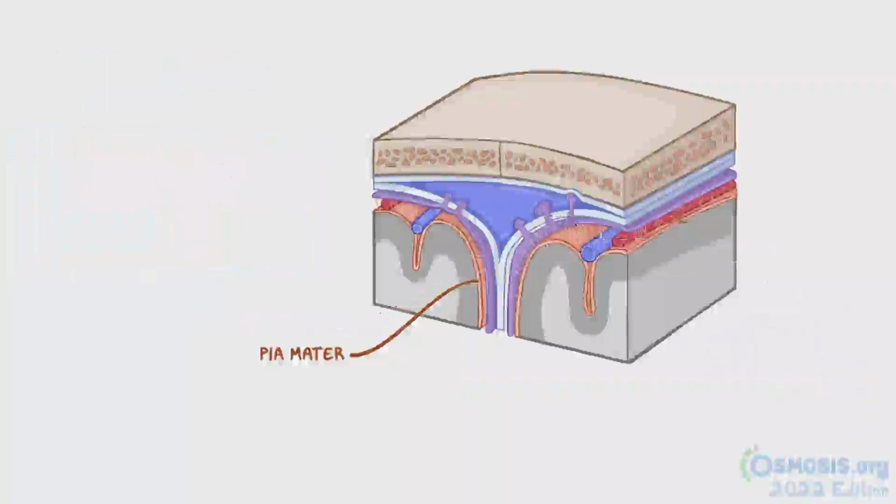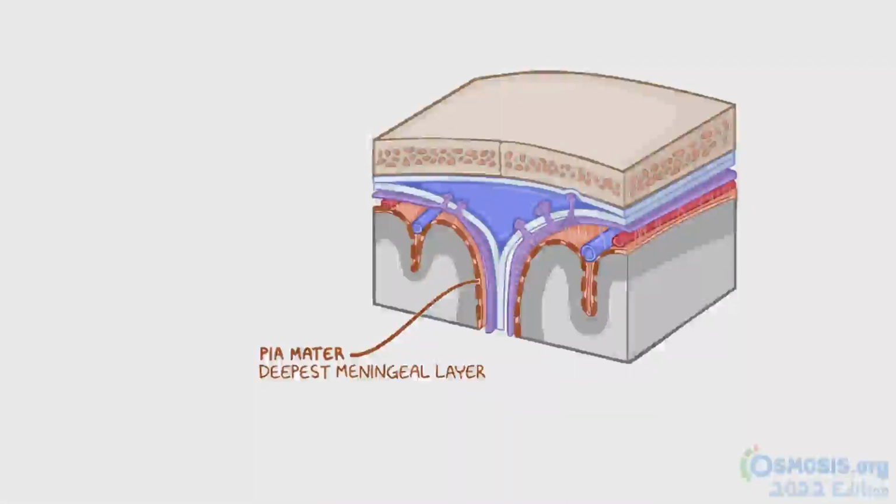Finally, we have the pia mater, which is the deepest meningeal layer, and we don't mean the most profound. This is the most delicate and the thinnest meningeal layer, and it tightly adheres to the entire surface of the brain. The cranial pia mater is the only meningeal layer that closely follows the contours of the brain.